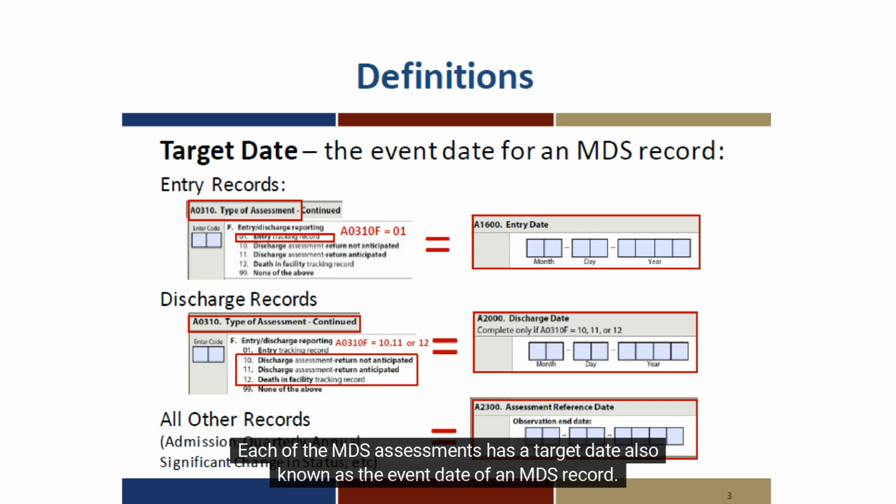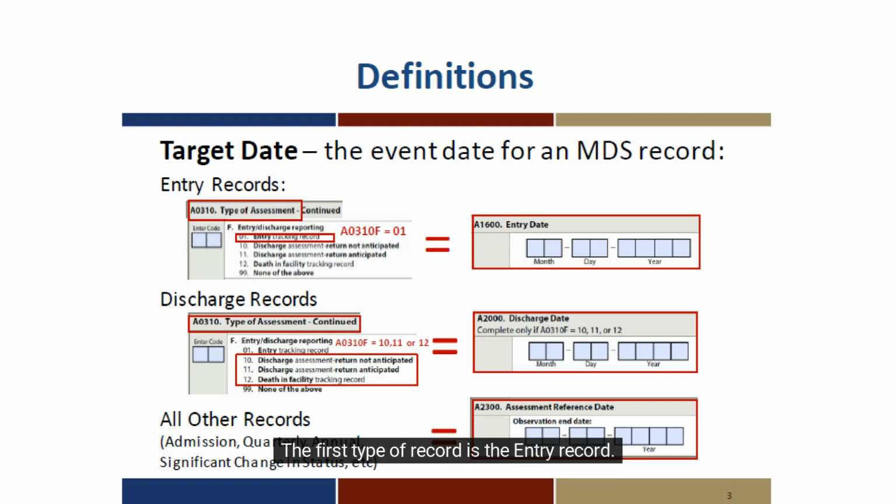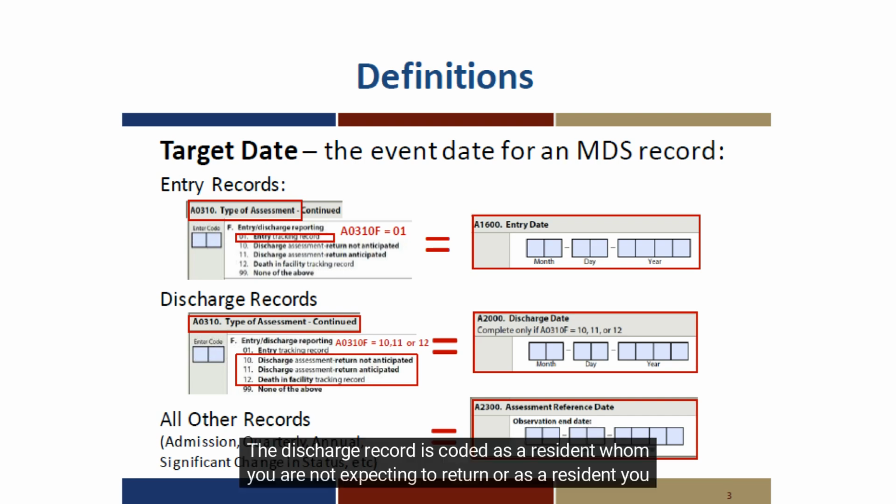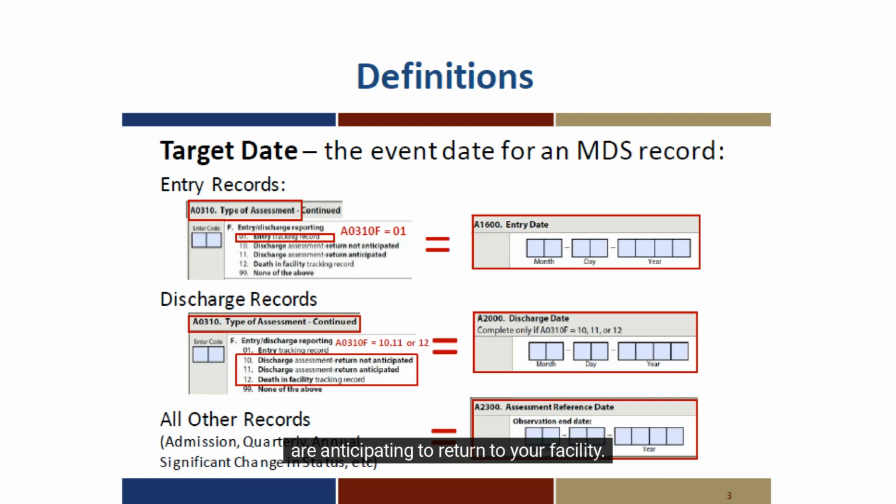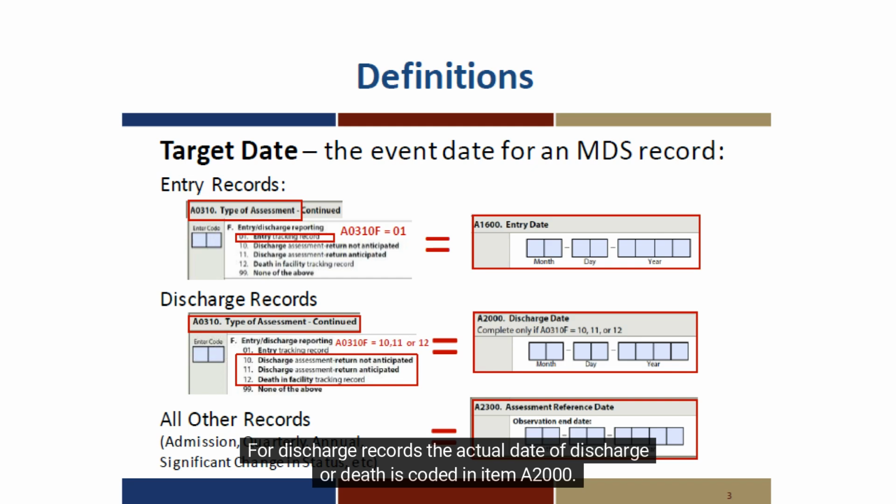Each of the MDS assessments has a target date, also known as the event date of an MDS record. The first type of record is the entry record. The target date for the entry record is the date the resident entered your building. For discharge records, the target date is the date of the resident's discharge. The discharge record is coded as a resident whom you are not expecting to return, or as a resident you are anticipating to return to your facility. Deaths in the facility are also coded as a discharge record. For discharge records, the actual date of discharge or death is coded in item A2000.